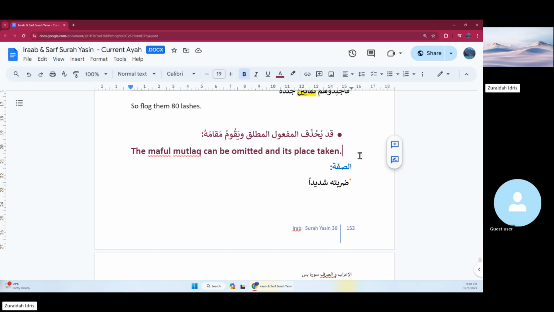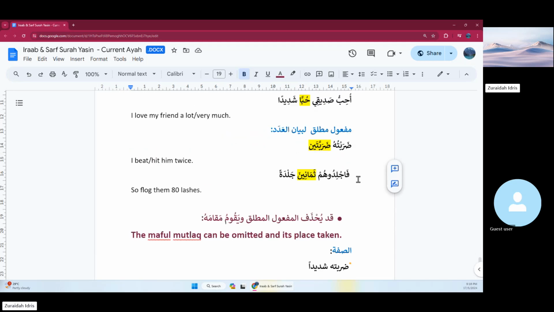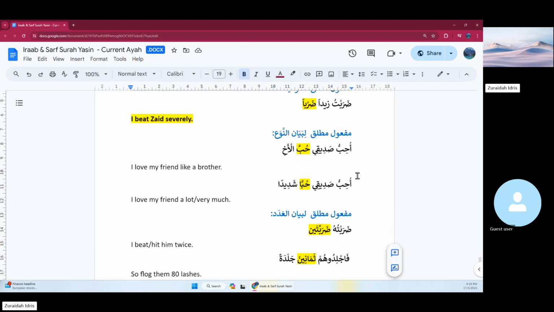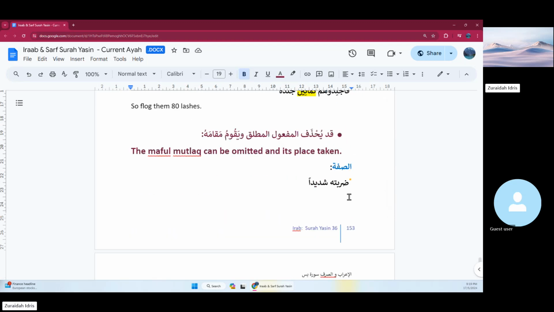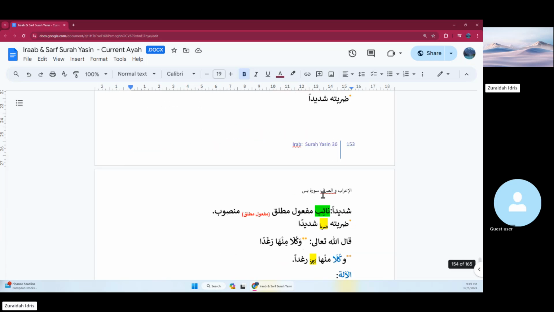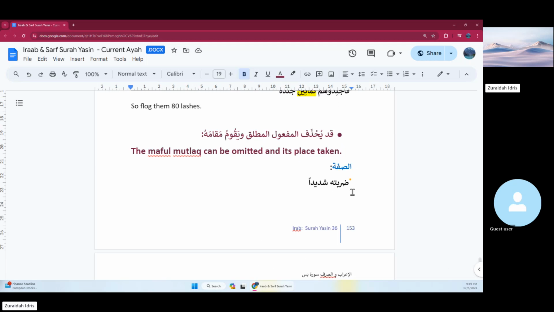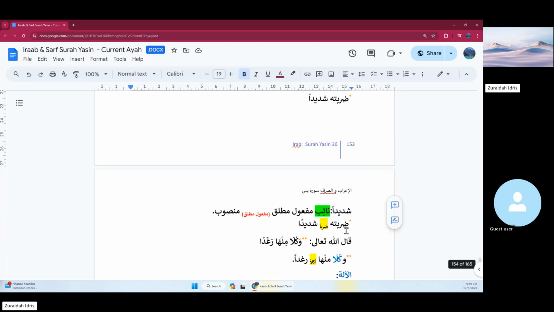So what do I mean by this? Look at this one, same case here. Darabtuhu shadidan. It was not the one we saw just now, that was hubban. In this case it is darabtuhu shadidan. Put a little asterisk here, so that you see the original sentence would have been darabtuhu darban shadidan.